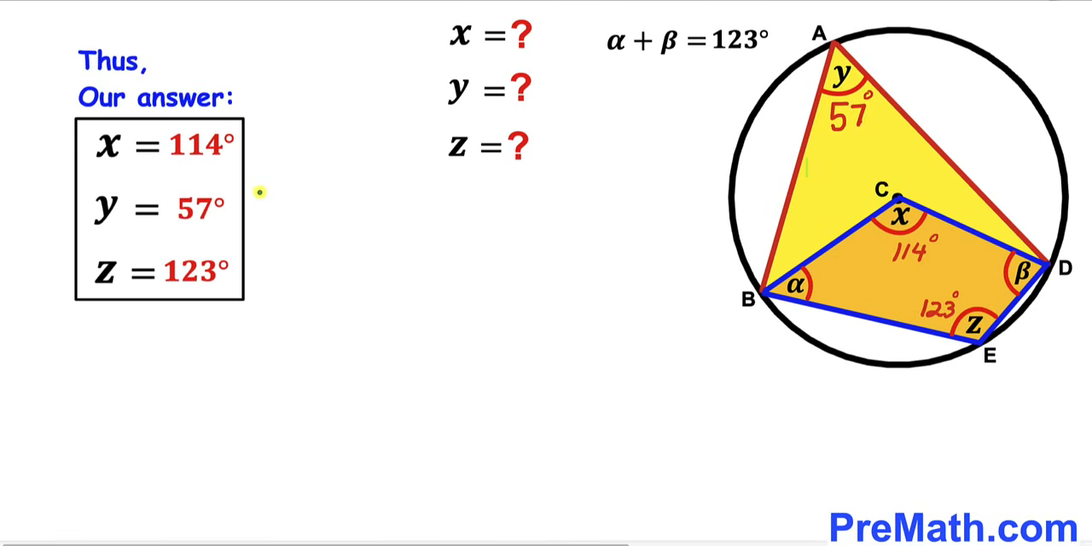Thus after all the calculations and manipulations, our X value turns out to be 114 degrees, our Y value is 57 degrees, and finally our Z value is 123 degrees. And that's our final answer.